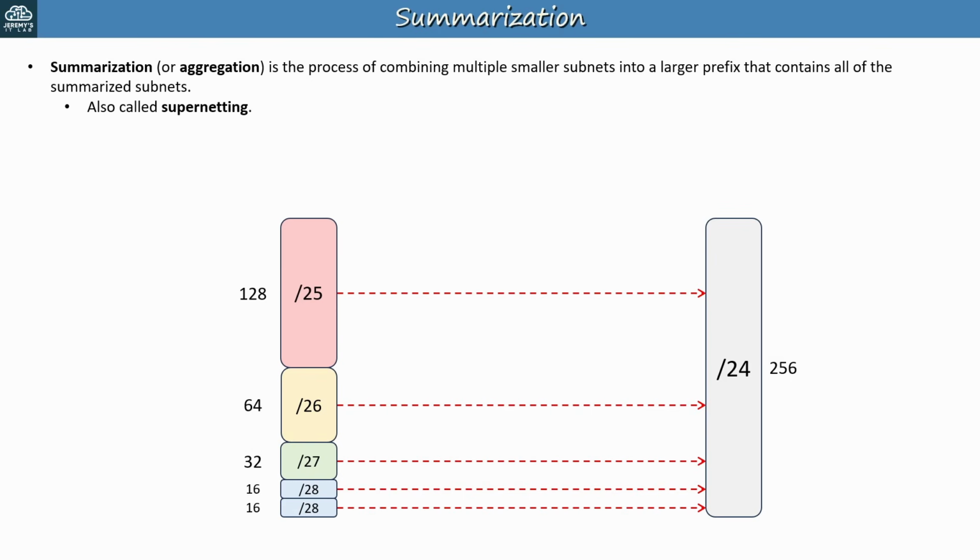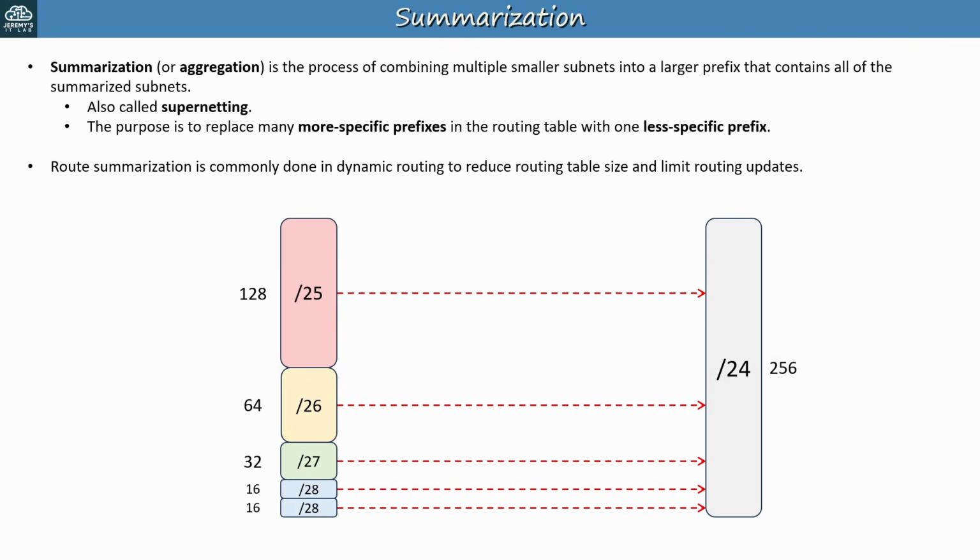Now you might be wondering why we would want to do this. It's all about routing. The purpose is to replace many more specific prefixes in the routing table with one less specific prefix, so the routers have fewer routes to store and exchange. It's most commonly done in dynamic routing to reduce routing table size and limit routing updates. But in this video, we'll focus on summarizing static routes and cover protocol-specific configuration later in the course, when we look at OSPF, EIGRP, and BGP.